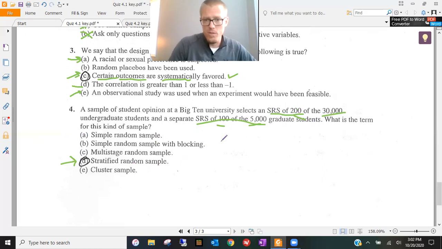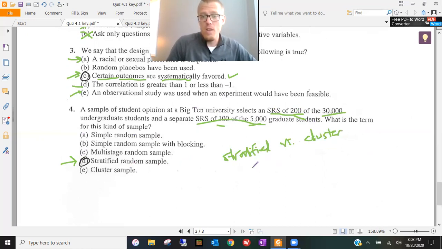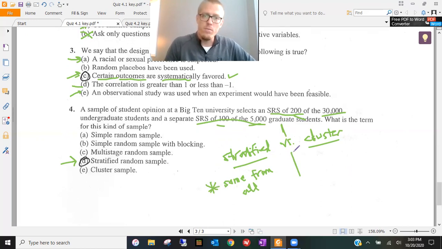By the way, the difference between stratified and cluster didn't really show up here in the quiz, but it does a lot on the AP. Stratified versus cluster. Here's your key. This is some individuals from all the groups. Some from all, okay? That's what a stratified sample is. We took 20 girls and 15 boys. We stratified them based on gender, and then we took some from each of the groups. In this case, we took 200 of the undergraduate students and 100 of the graduate students. We took some from all the groups.